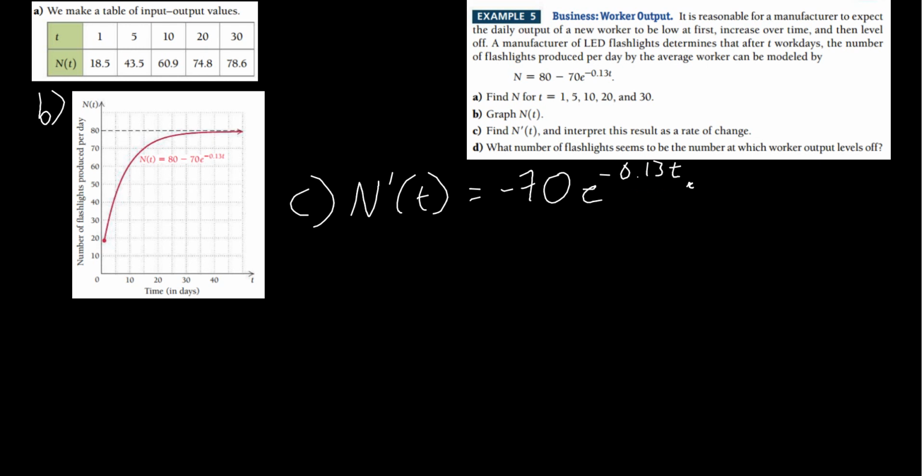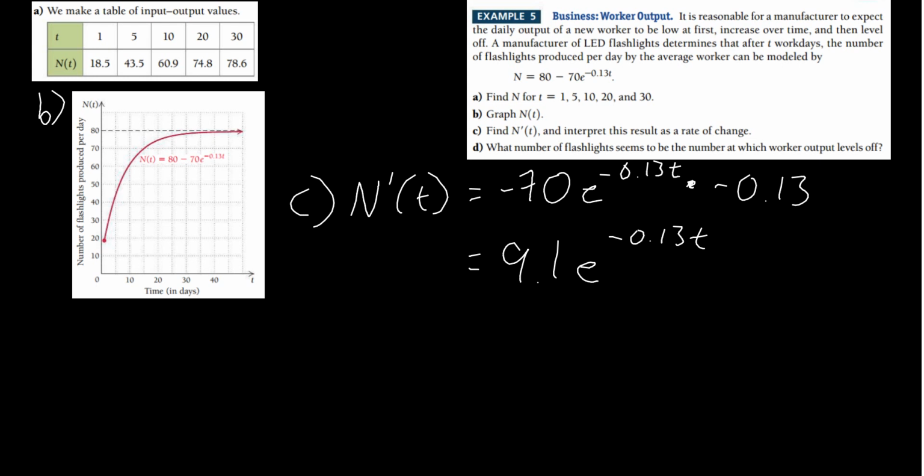Times, I can't make a nice multiplication on here, but that's just the way it is. So negative 0.13. All right, and then I do negative 70 times negative 0.13, so it's 9.1. So this ends up being 9.1 e to the negative 0.13 T power. And that is N prime of T.